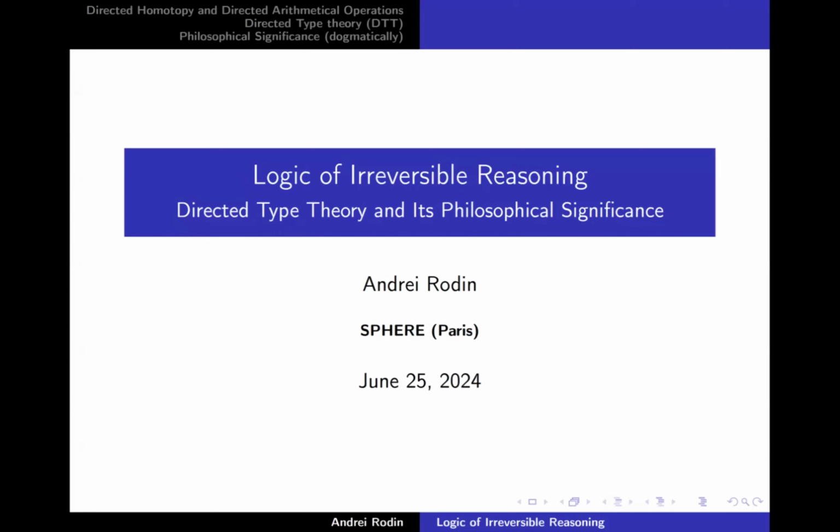Thanks, David and Gabriel, for inviting, for organizing this thing, for hosting us in here. So I slightly changed the title. I thought logic, irreversible reasoning, and so it's going to be about a version of homotopy type theory called directed type theory, and at the end I'll talk philosophical significance.